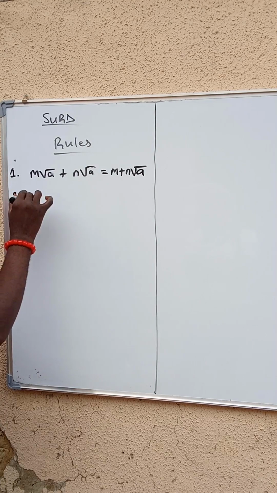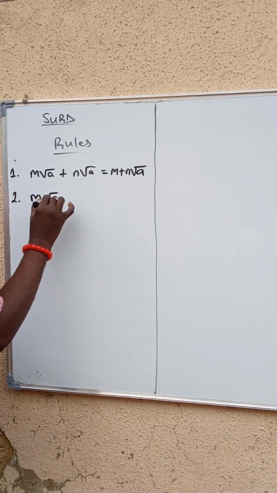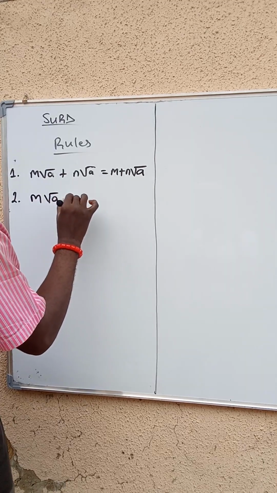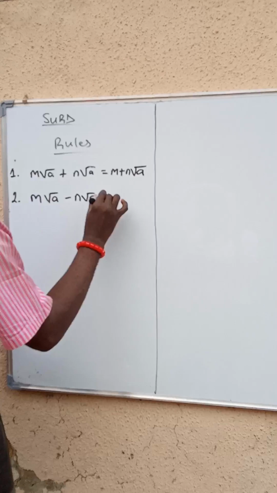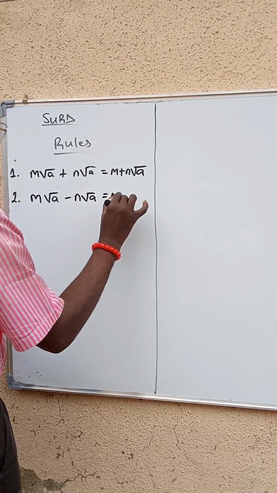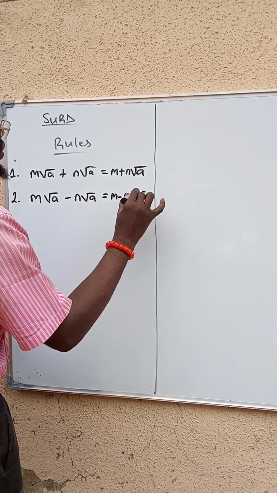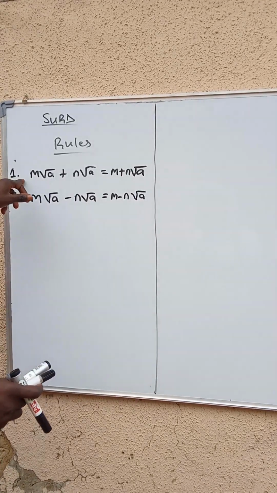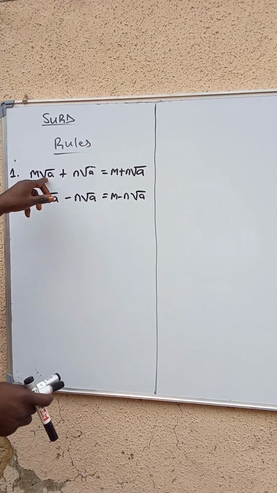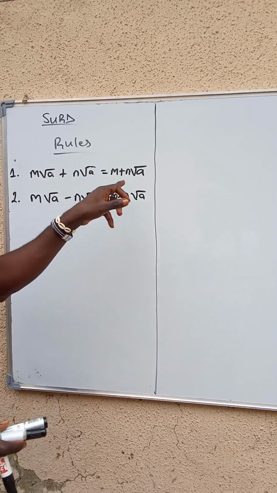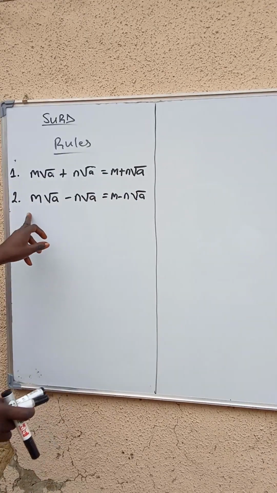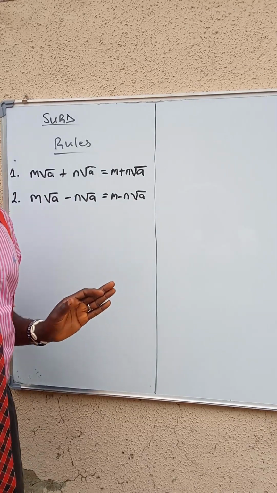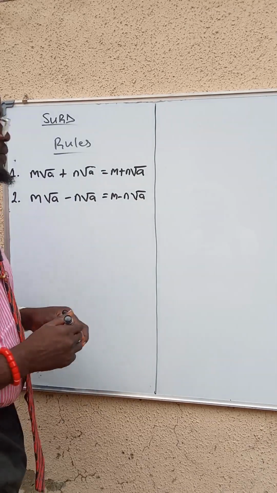Number 2, I have m root a minus n root a. It will give me (m minus n) root a. What this tells us is that in addition of surds, the surds must have the same value before you can add them. Likewise for subtraction. They must have the same value before you can do the needful.